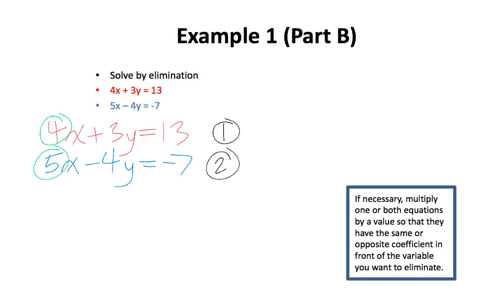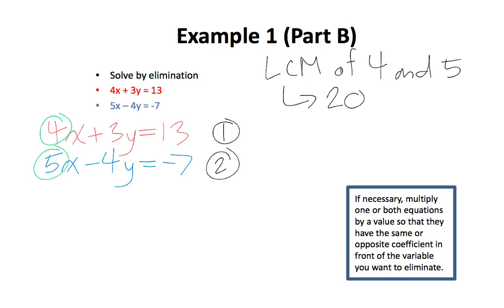Take a close look at the numbers in front of x, 4 and 5. We need to find the lowest common multiple of 4 and 5. You can do that work on your own or in your head, and the lowest common multiple of 4 and 5 happens to be 20. Therefore, I need to manipulate these equations such that the number in front of x becomes 20 for both lines, which means I'm going to have to multiply the first line by 5, and I'm going to have to multiply the second line by 4.